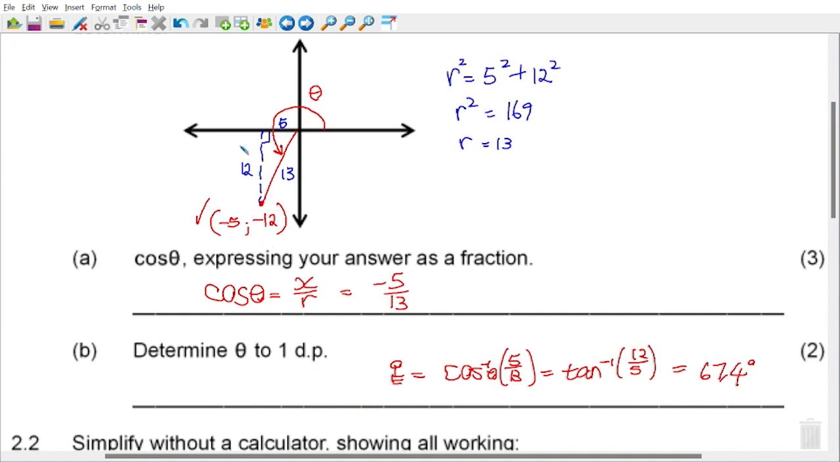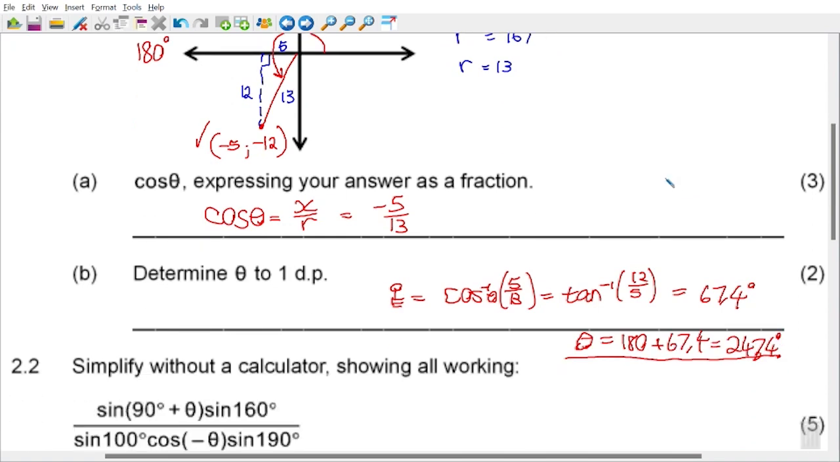Now, the way I want to get into quadrant 3 is I want to go 180 plus my key. I'm only going to use the horizontal axis. So, in fact, theta is going to be 180 plus 67,4, or 247,4 degrees. Okay. Right. A basic idea, but a really important one.